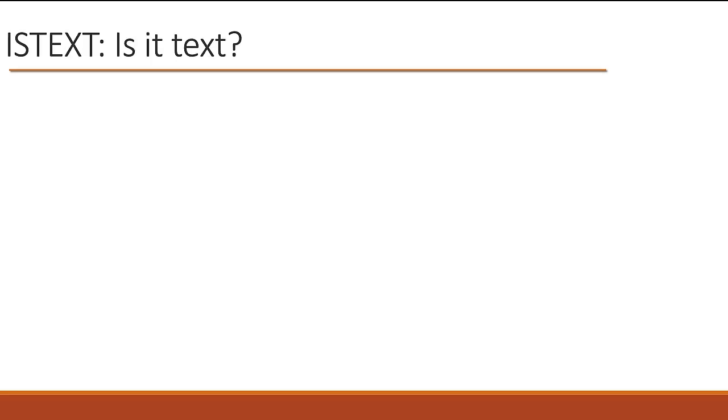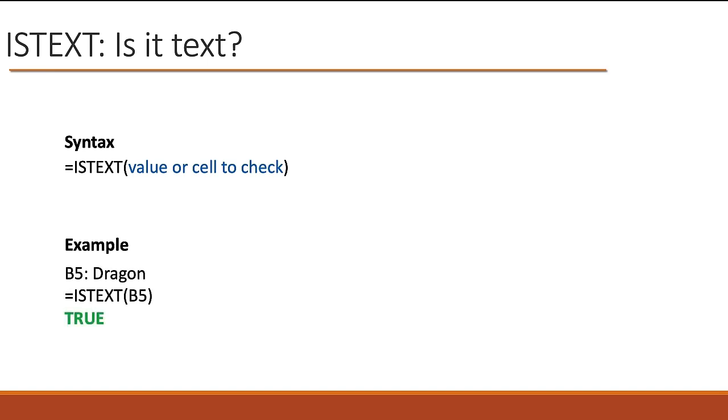Pretty simple. The third function we're going to use is ISTEXT. And that simply tells us, hey, this thing that we're looking at, is that text, yes or no. And the syntax is also pretty simple, equals ISTEXT, and we feed it a value or a cell to look at. So using the same example we had a moment ago, if cell B5 has a value of dragon and we run ISTEXT on B5, it returns a value of true because dragon is a word, it's text. But if cell B5 has a value of 22 and we run ISTEXT on B5, it returns a value of false because 22 is not text.